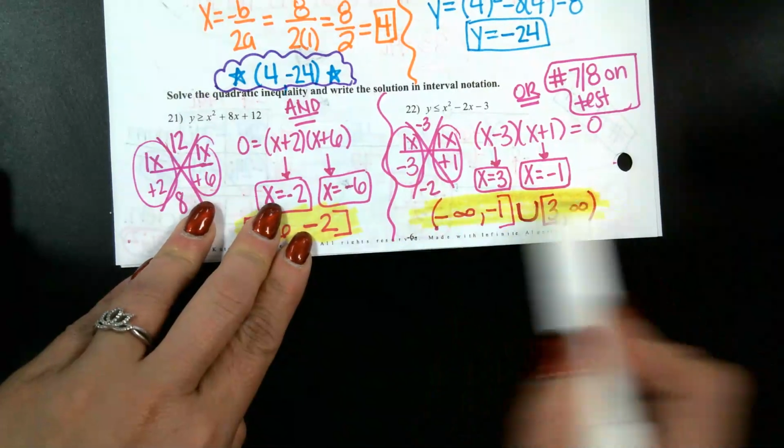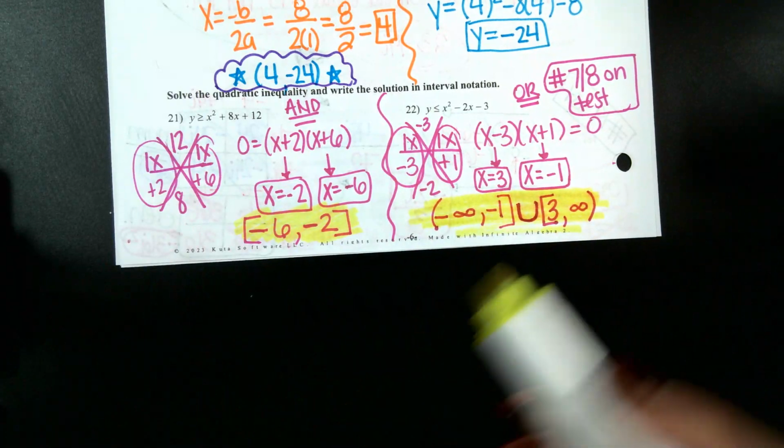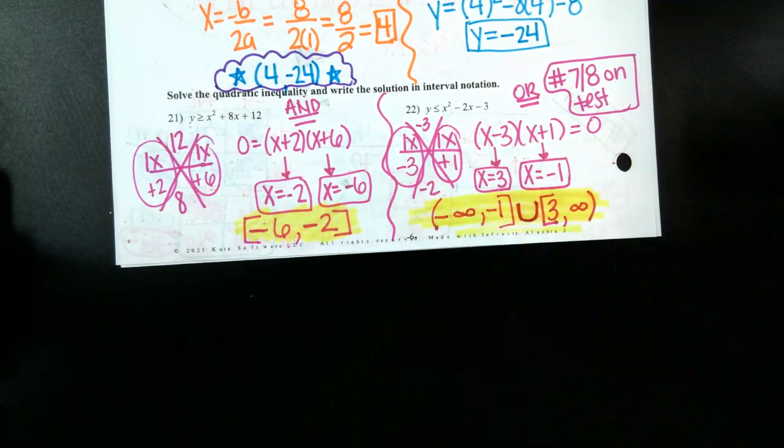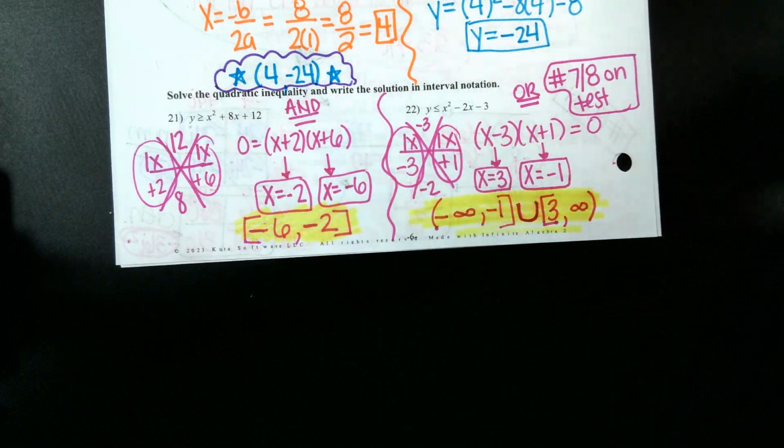Now, if there was no equal sign, those would both be parentheses and those would both be parentheses. But because it had an equal sign, it's the square bracket. But don't go off running just yet.